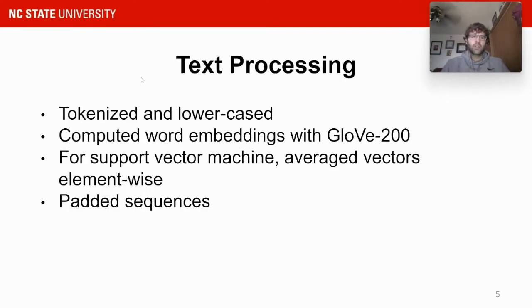For the text processing, we tokenized and lowercased everything first, and then we computed word embeddings with Stanford's GloVe embedding. For the support vector machine, we averaged those vectors element-wise to get a single input vector. And then for the neural network, we padded the sequences so they all have the same length.